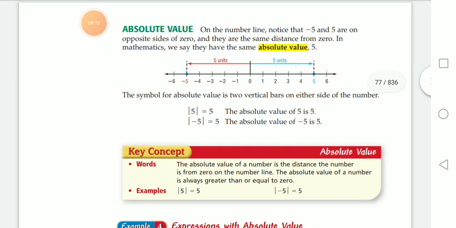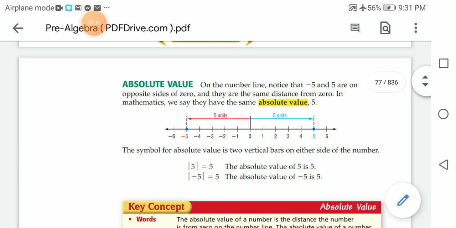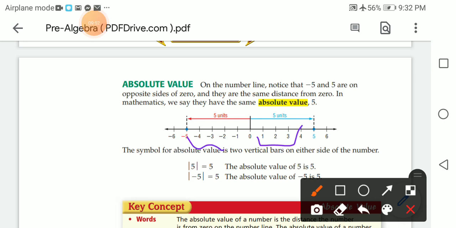Absolute value. On the number line, notice that negative 5 and 5 are on opposite sides of 0, right? I have here the 0, positive 5, and negative 5. They are both on opposite sides of 0, and they are the same distance from 0. Here I have 5 units, and on the other side I have 5 units. So the distance from 0 is the same.